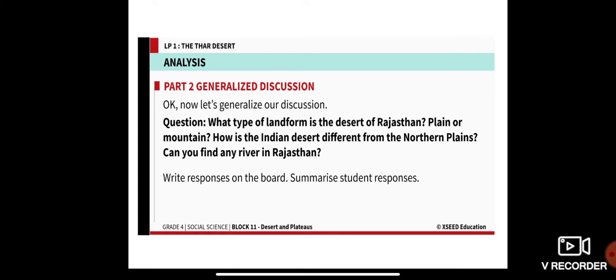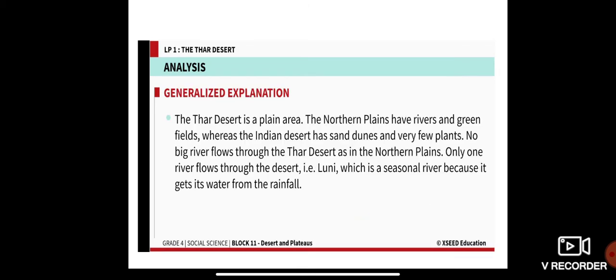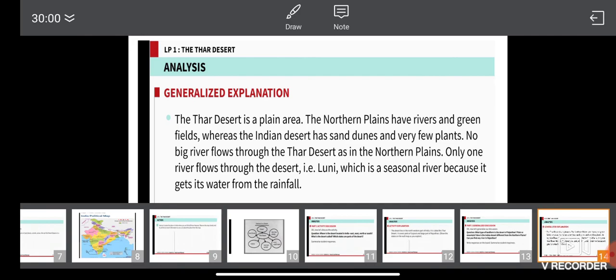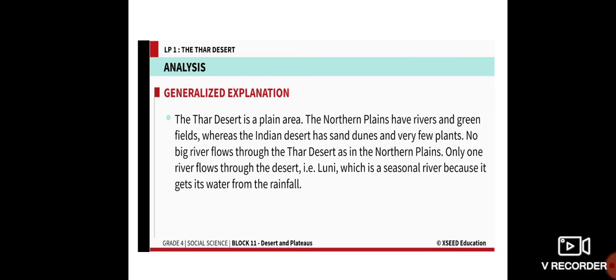Okay, so please listen to the explanation carefully. The Thar Desert is a plain area, okay? So remember, Thar Desert is a plain area. The northern plains have rivers and green fields, whereas the Indian desert has sand dunes and very few plants. The difference between the northern plain and desert is that the northern plains have rivers and green fields, whereas the desert has sand dunes and very few plants.